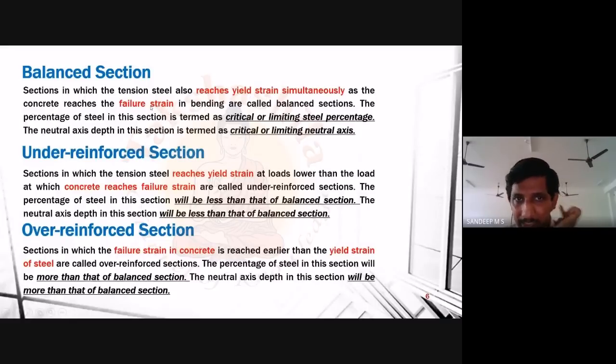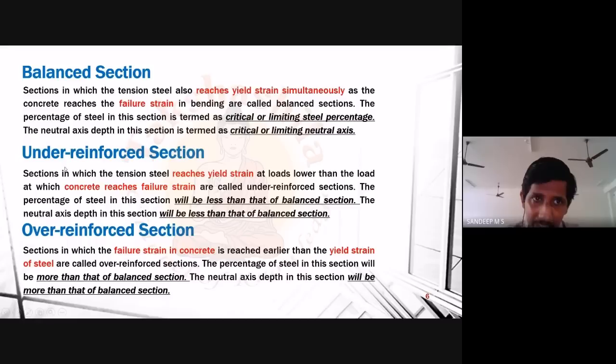Okay, don't tell that the material will fail. That is actually wrong. So a balance section is a section in which the tension steel also reaches the yield strain simultaneously as the concrete reaches the failure strain in bending. Then the percentage of steel in this section is termed as critical or limiting steel percentage. Then the neutral axis depth in this section is also called the critical or limiting neutral axis depth.